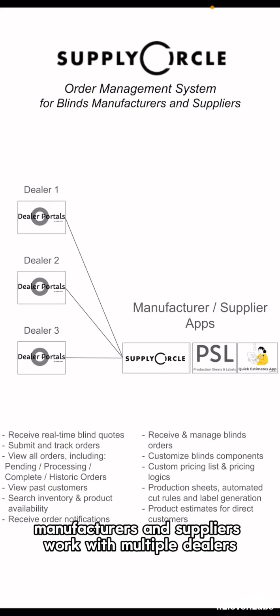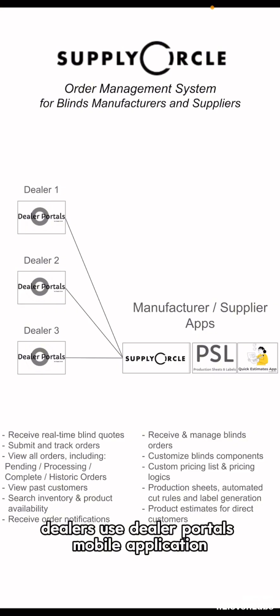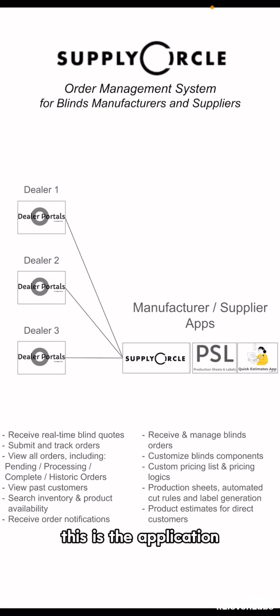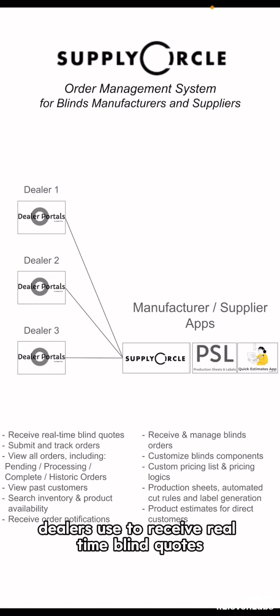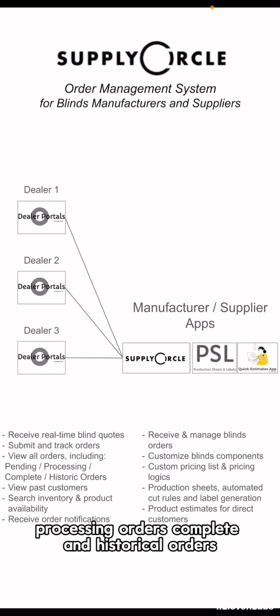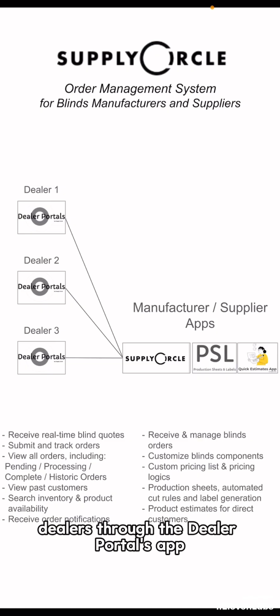Manufacturers and suppliers work with multiple dealers. Dealers use Dealer Portal's mobile application. This is the application dealers use to receive real-time blind quotes. Dealers can also submit and track their orders. These orders include the pending orders, processing orders, complete and historical orders. Through the Dealer Portals app, they can also view past customers, search inventory and product availability, and receive order notifications.